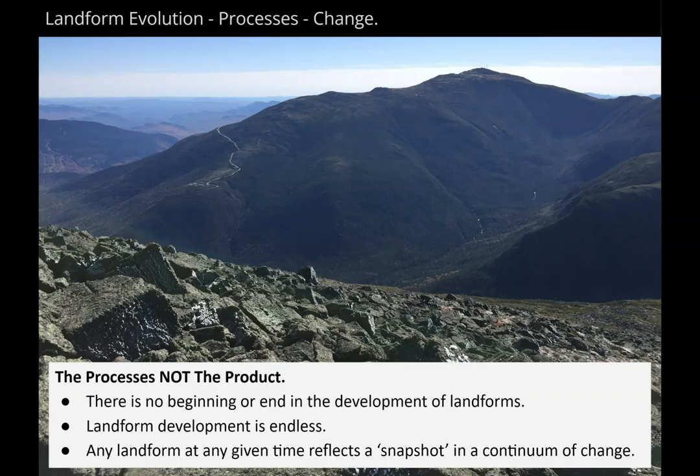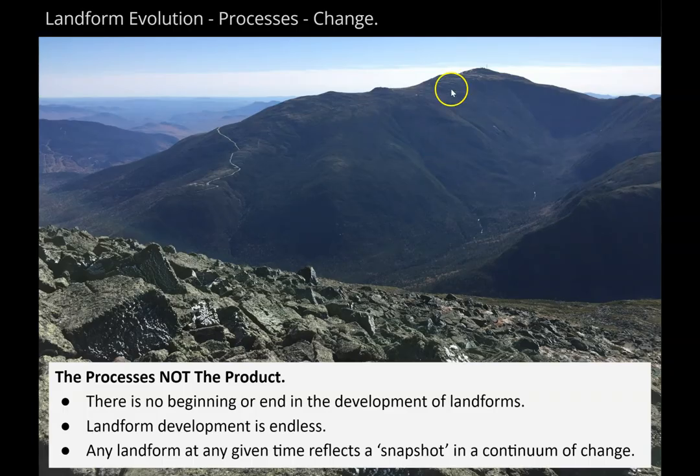Landform development really doesn't end. Landform development is constant. The processes that are shaping the land are always ongoing. And what you're seeing in the landform, whether it's Mount Washington, the Grand Canyon, Mount Equinox, or some boulder sitting on the top of a mountain in the Adirondacks, is just a snapshot within a continuum of change. Nothing is fixed. Everything changes due to geographic, geomorphic processes.